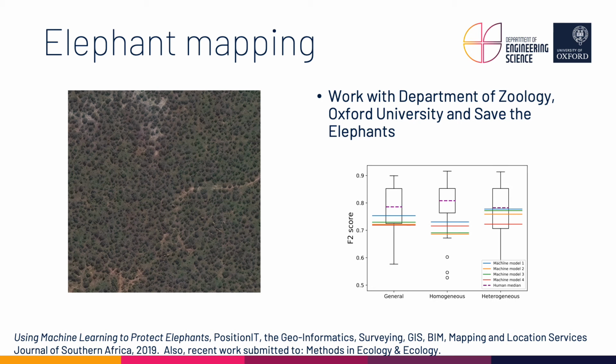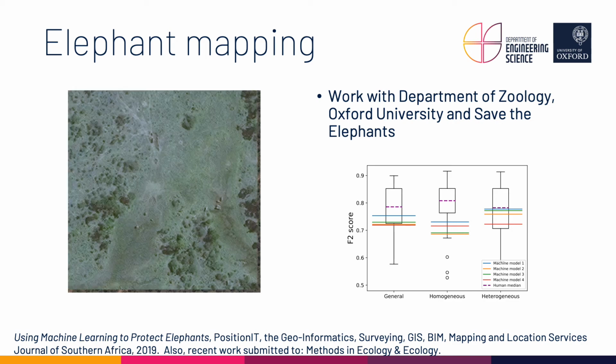The second project we have with Save the Elephants is aimed at detecting and counting elephants in satellite imagery. Again, can you spot the elephants in this imagery? The red boxes are expert-labelled elephants and the green boxes are the machine-labelled elephants, obtained using a region-based convolutional neural network. The approach is accurate, as demonstrated by a relatively high F2 score.